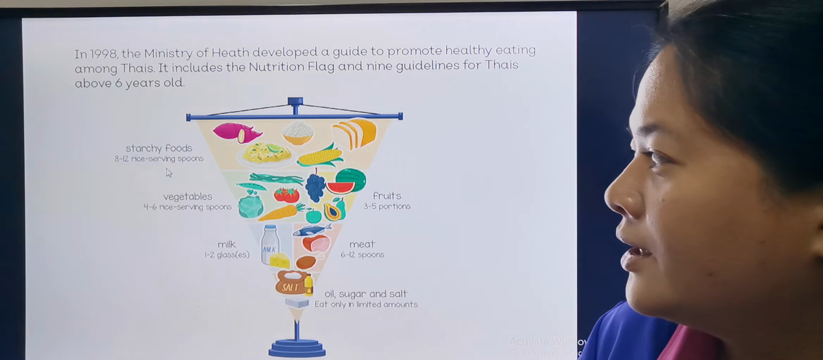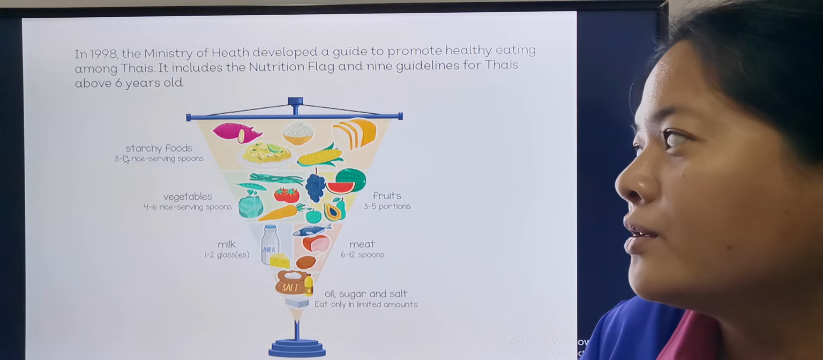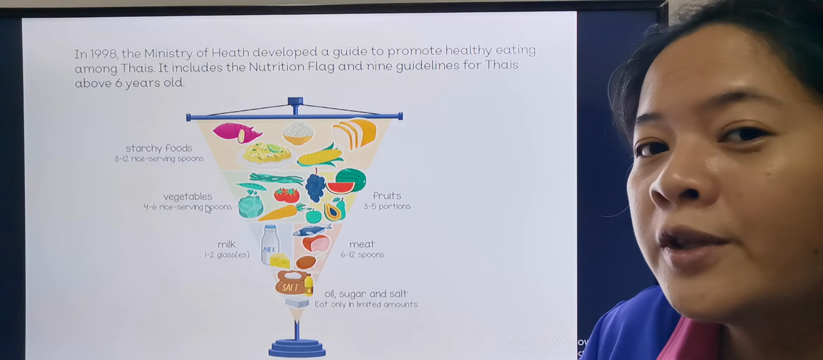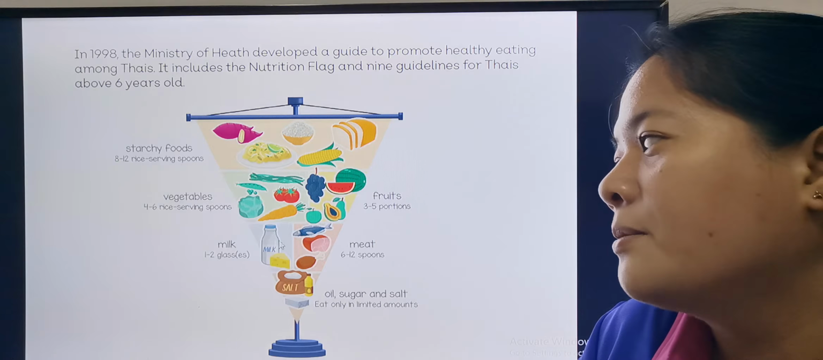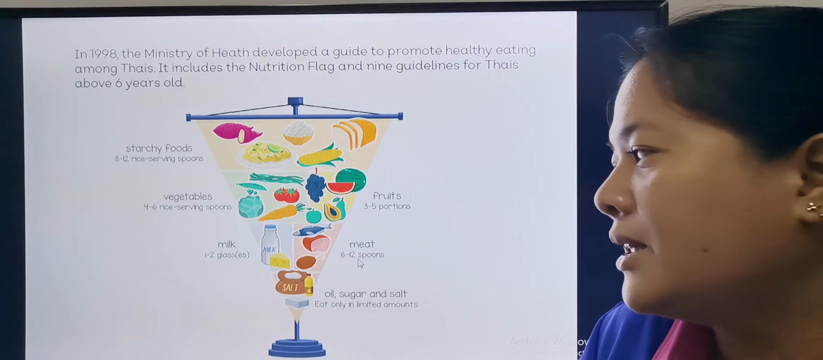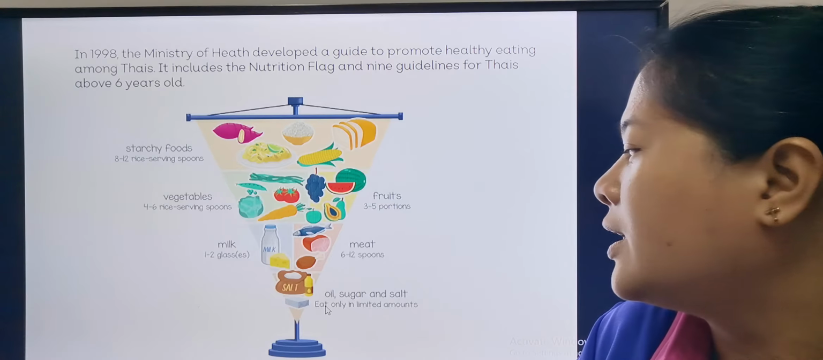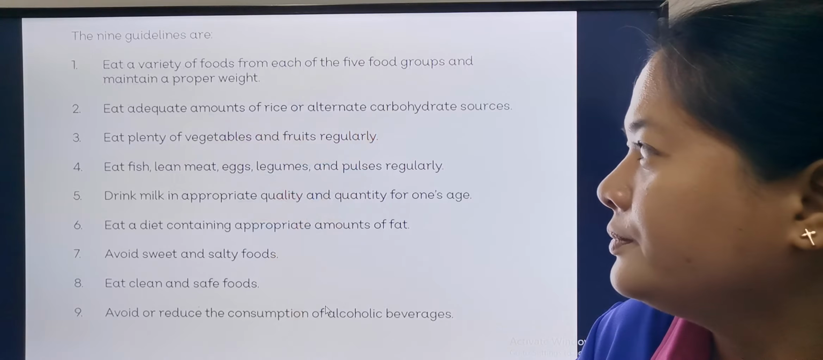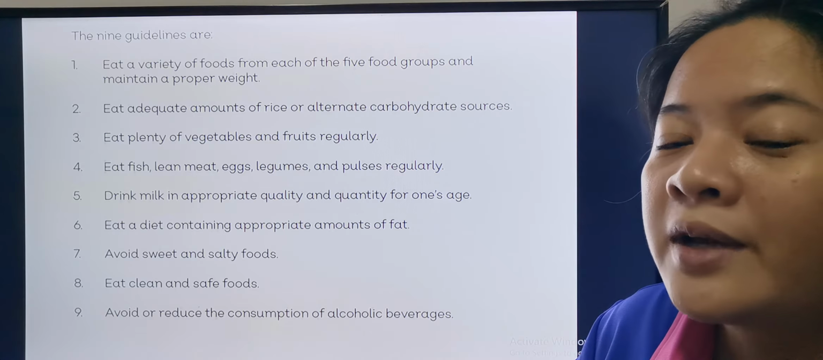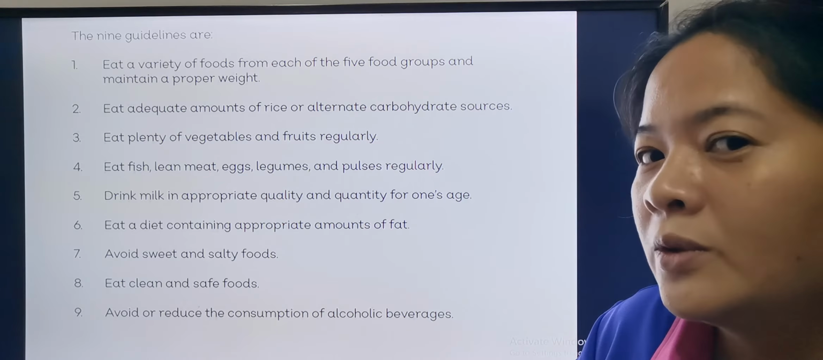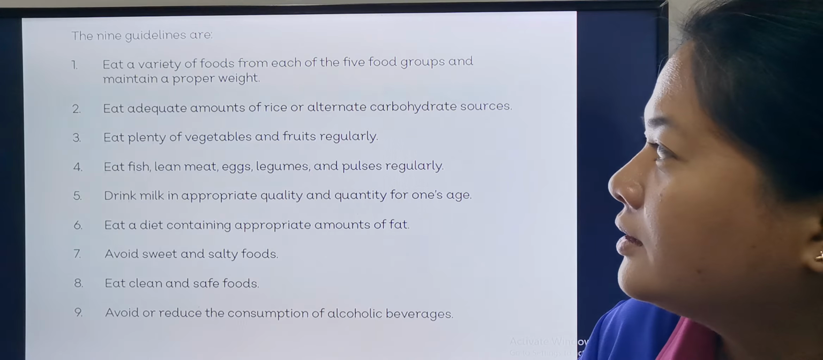You have to remember how much we need. Like for starchy food, we need 8 to 12 rice serving spoons. For vegetables, 4 to 6 rice serving spoons. Fruits, 3 to 5 portions. Milk, 1 to 2 glasses. Meat, 6 to 12 spoons. And oil, sugar, and salt we only need in limited amounts. And these are the guidelines on how we are going to have a balanced diet to attain the guidelines given by the Ministry of Health, okay?